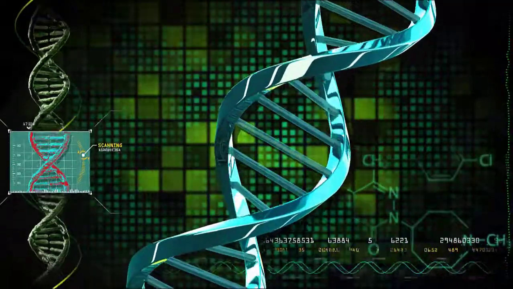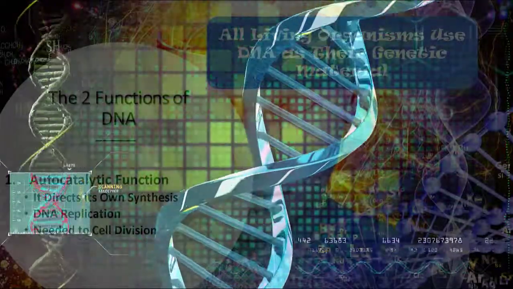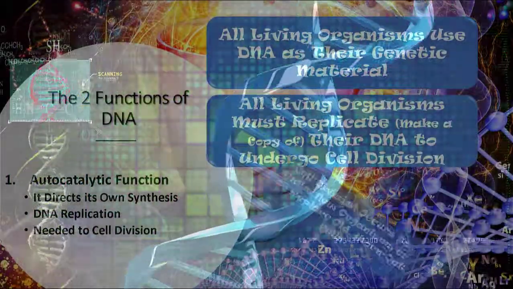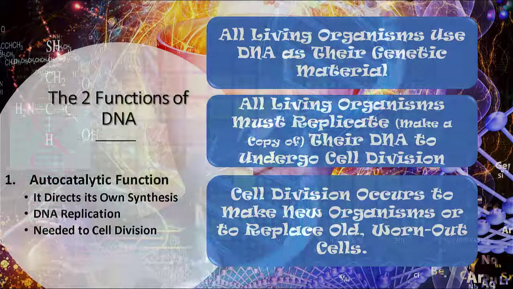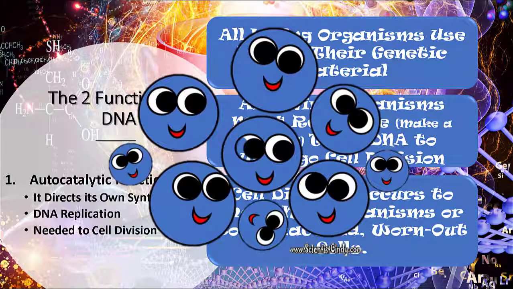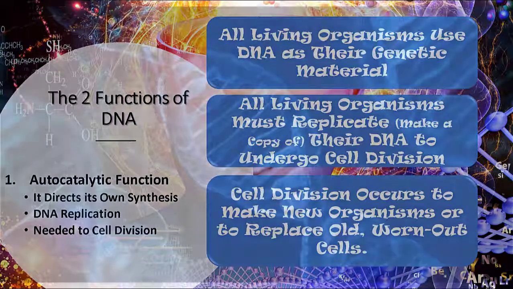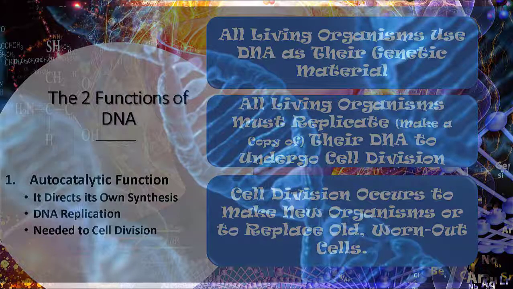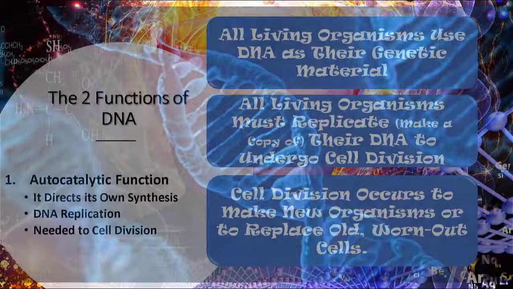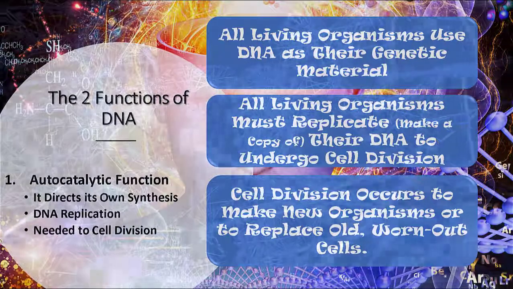DNA has two functions. It has an autocatalytic function, which means that it directs its own synthesis. DNA synthesis is carried out in order to undergo cellular division. DNA synthesis is also called DNA replication. All living organisms use DNA as their genetic material. All living organisms must replicate their DNA in order to undergo cell division. Cell division occurs in order to make new organisms or to replace old, worn-out cells.